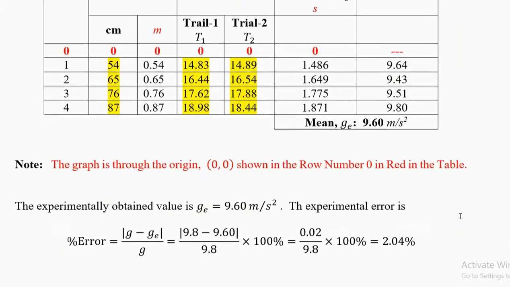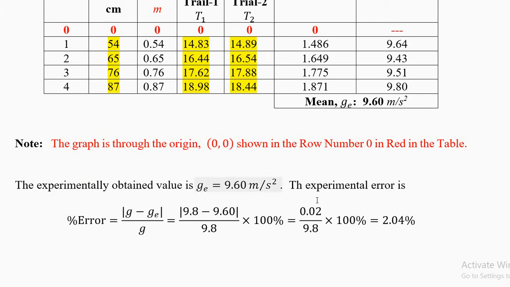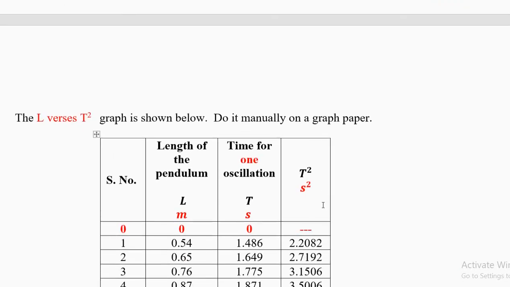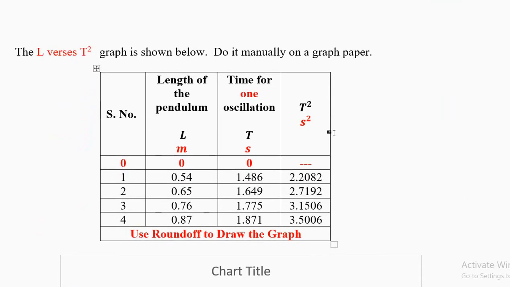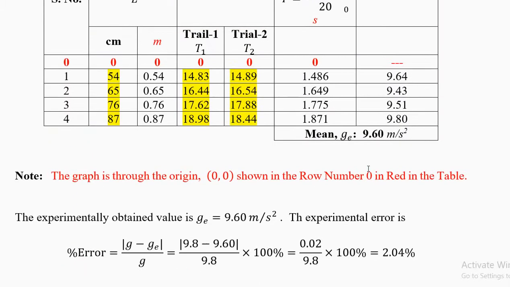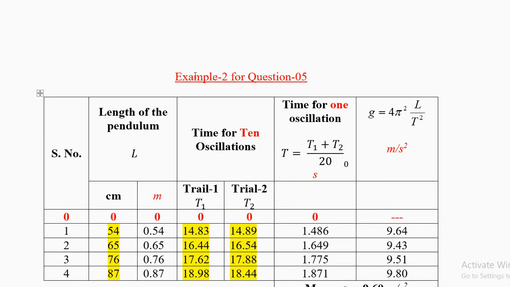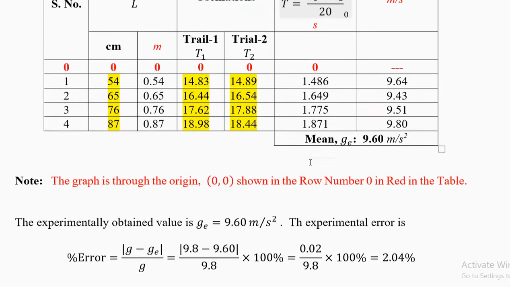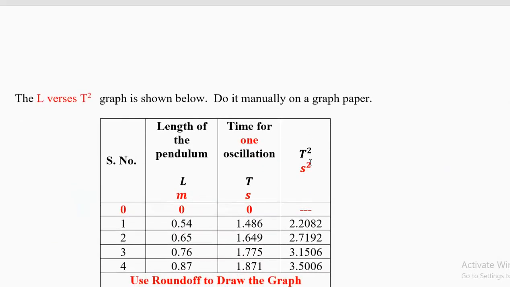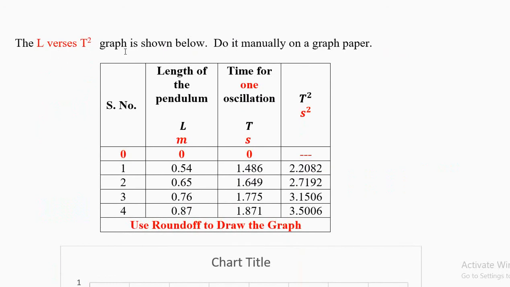Yeah, nothing more. Now for the graph, you'll need this 0 number. We'll discuss it now. Now this is your second graph. Why second graph? The experiment has only one graph because we are repeating the data. Example 2 for question 5. So we'll have example for graph 2, L versus T square.